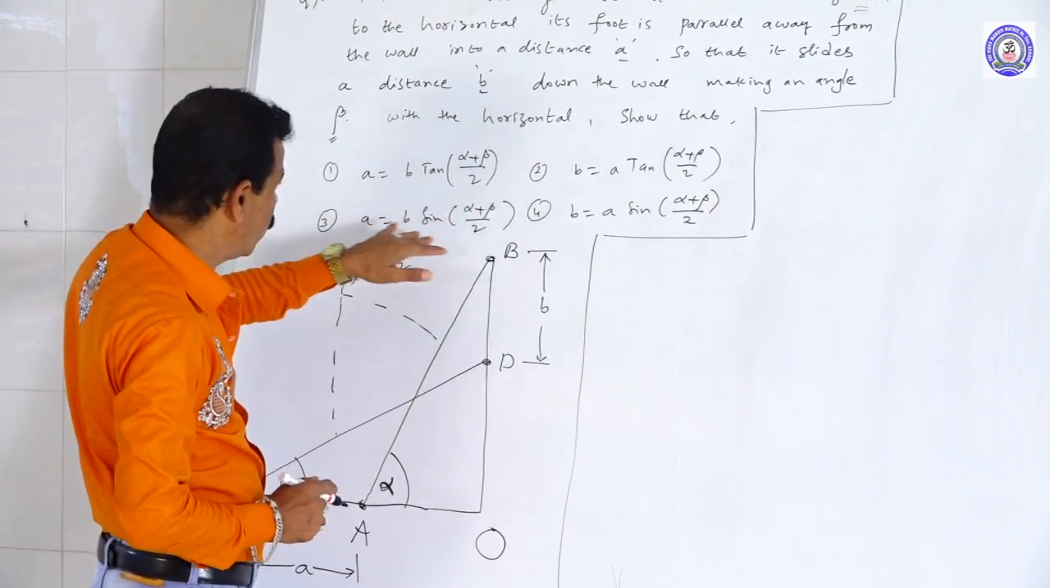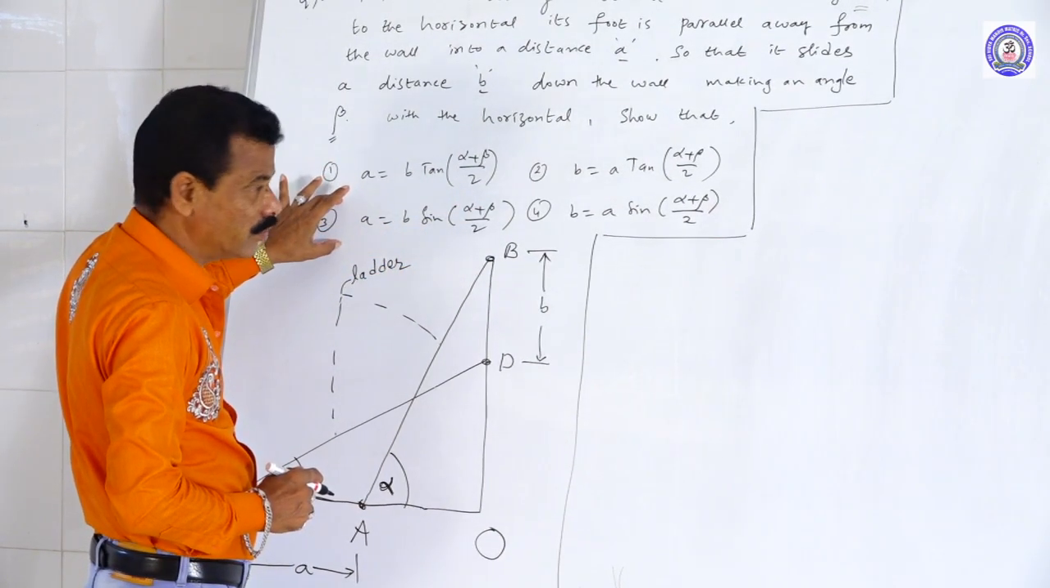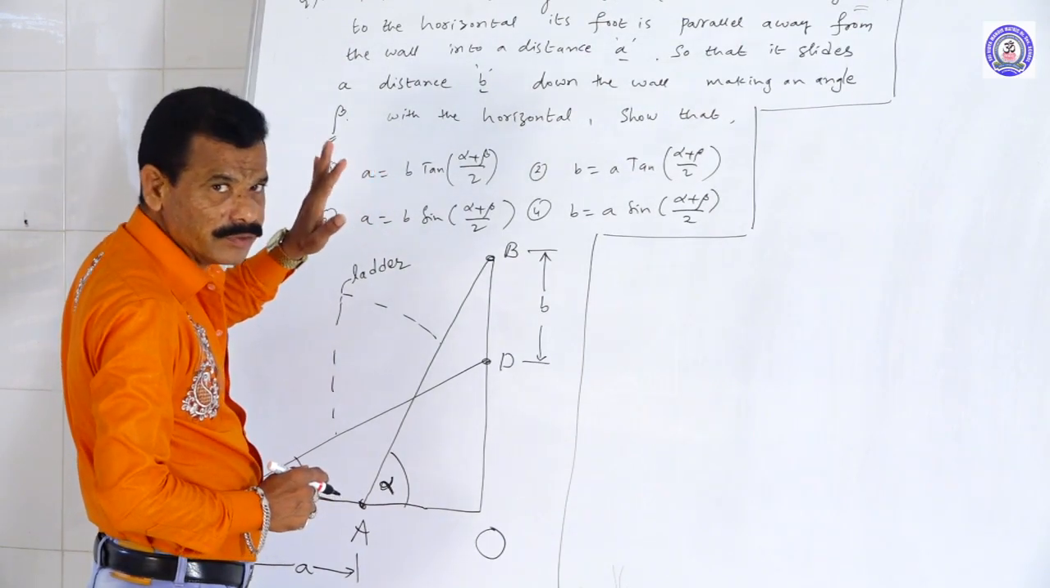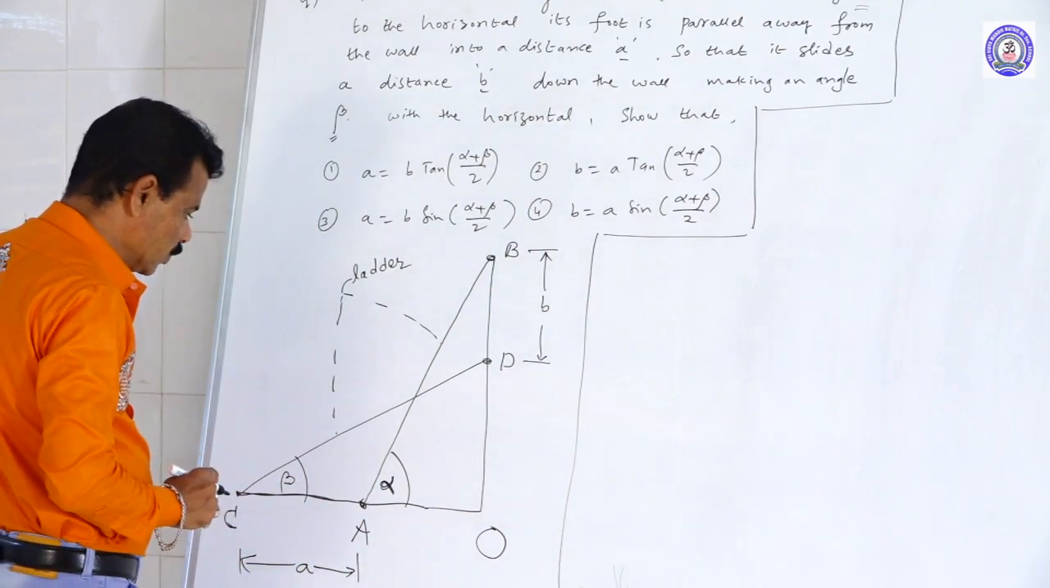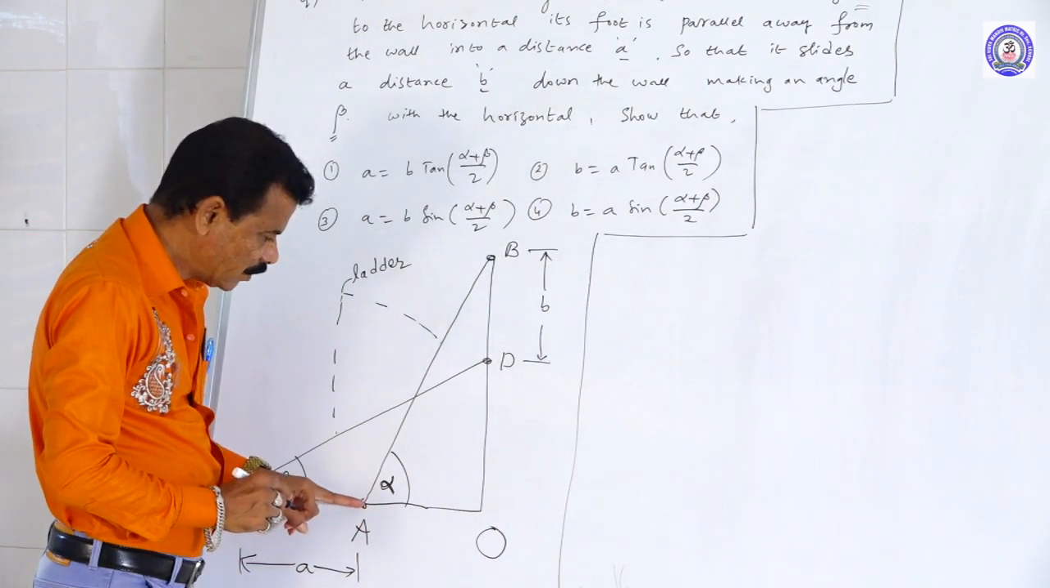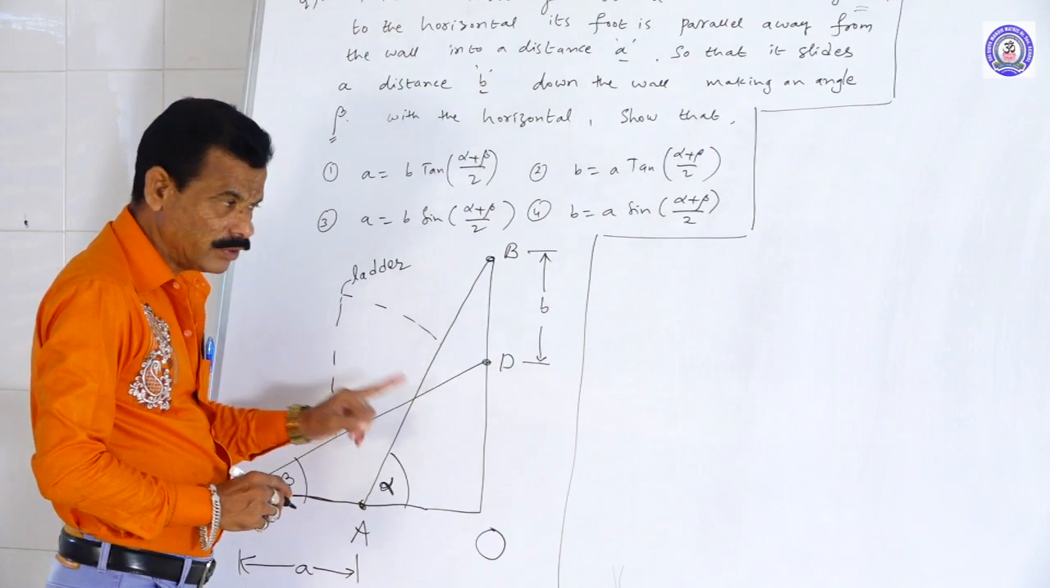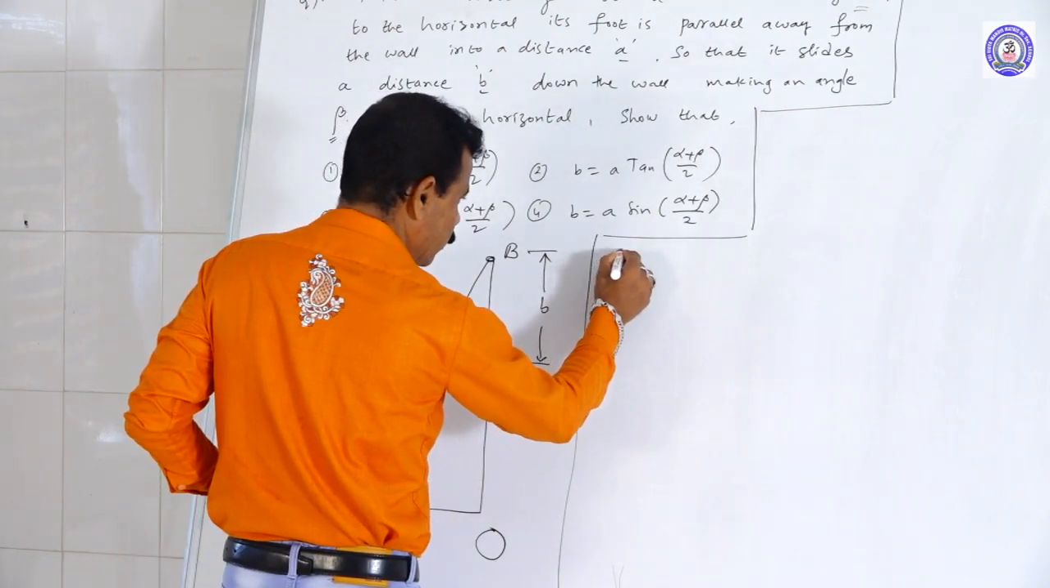Here four relations are given. Which option is correct, asking A in terms of B. How much? So from this diagram, first we find the triangle AOB.